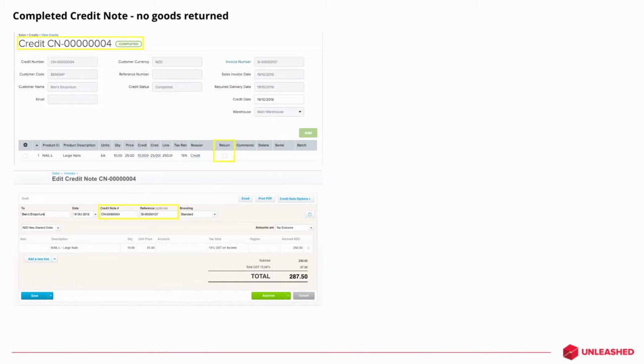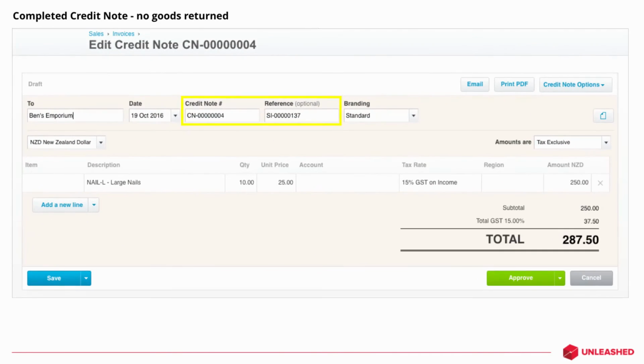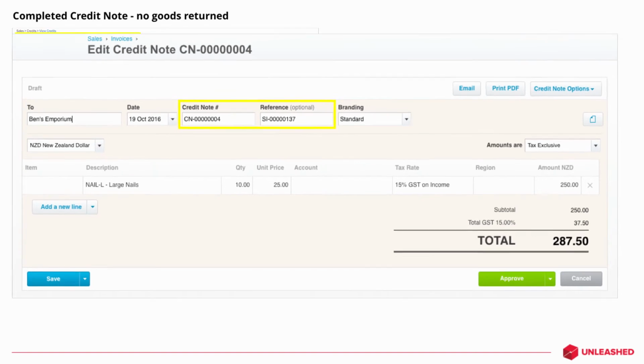A credit in Unleashed that does not include goods being returned will send a draft credit note for the customer to Xero. So here we have credit note 04 in Unleashed for Ben's Supplies, and we can see that we have not selected the return checkbox. When we look at the transaction in Xero, we can see the credit note for Ben's Supplies.